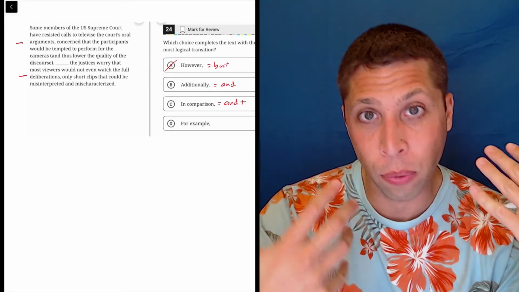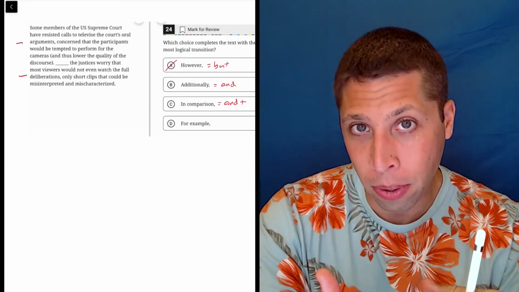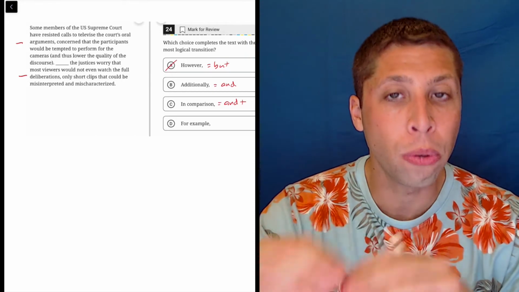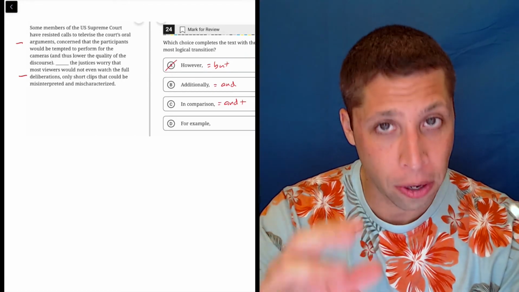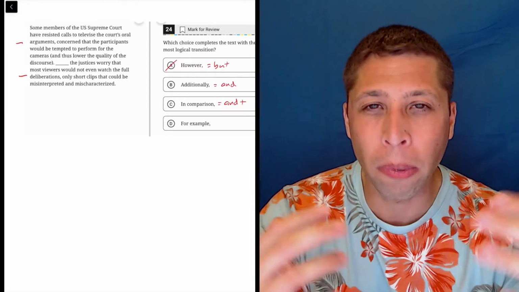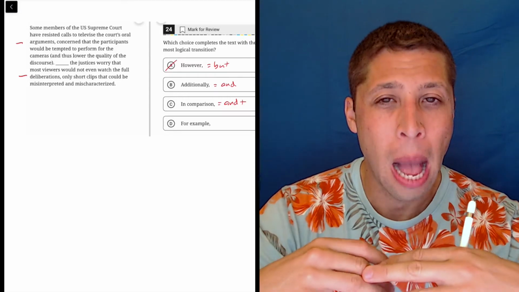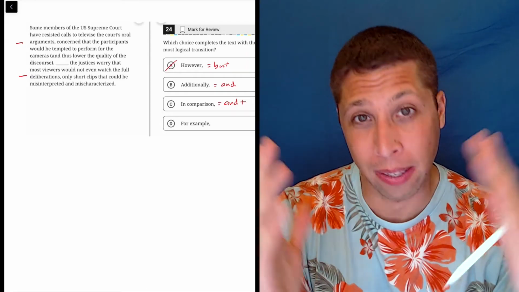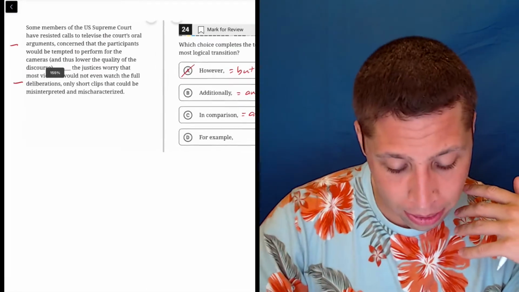Choice D is for example. Now, I don't remember the second piece being an example of the first. If anything, these seem like two separate points that they're making, and they're both equally specific, right? Normally, if I'm going to have a for example choice, I'm going to go from some big, broad point and then narrow it down with something more specific. That's not really what's happening here.